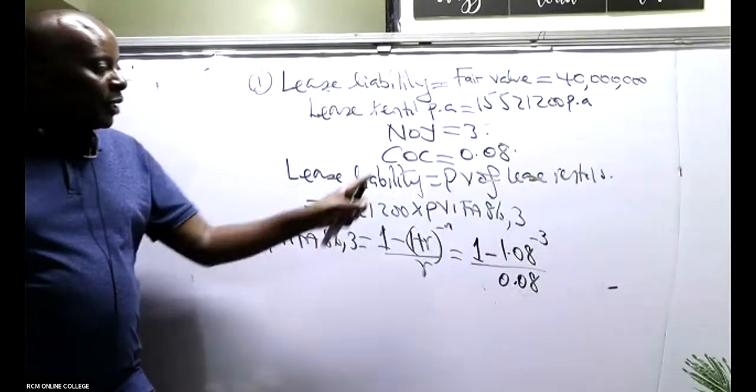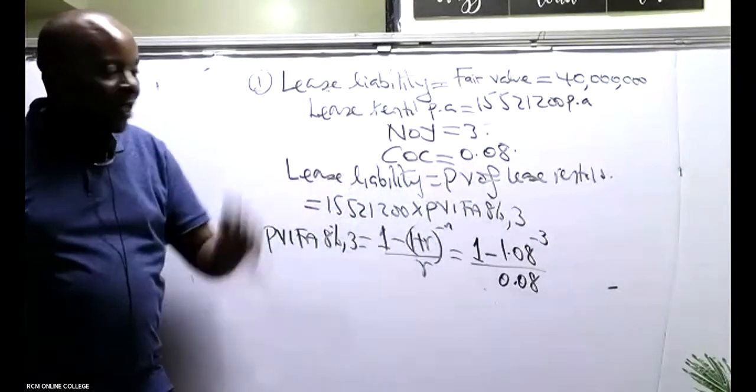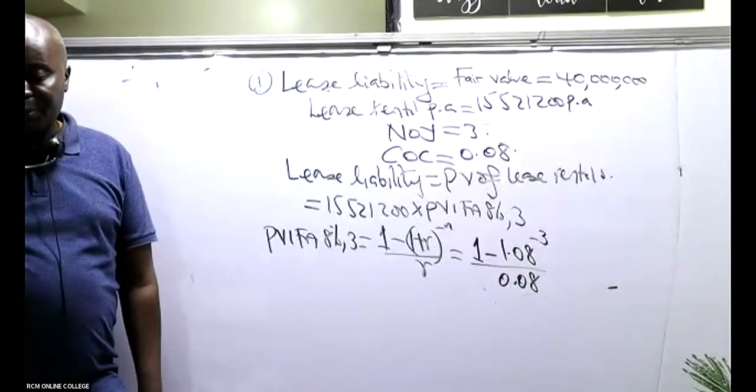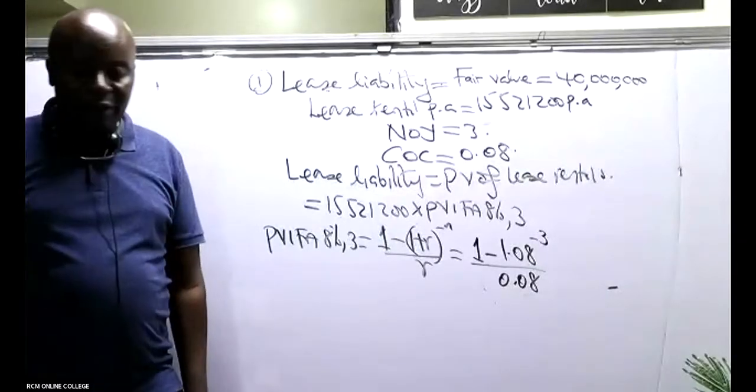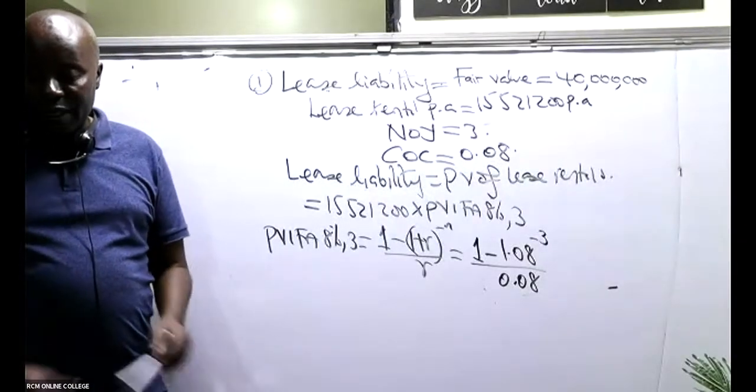So is there somebody who is able to give us this answer for the present value interest factor of an annuity? Remember, this figure is an annuity because it's a per annum figure. So somebody who is able to give me this factor? 2.5771.